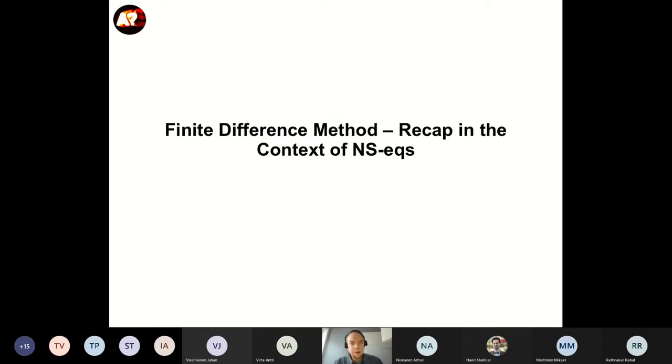Let's now talk about the finite difference method, a short recap. I will actually now show you how you can do this in MATLAB so that it becomes more concrete, because you will need these skills in the final assignment. It's good to see it in MATLAB, so you can have a better feeling of how you would actually do this in practice.